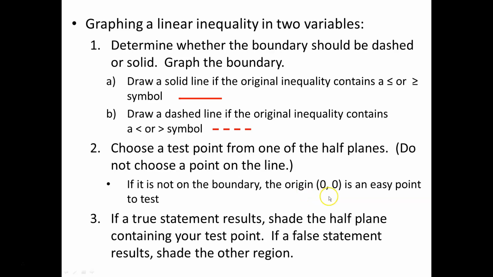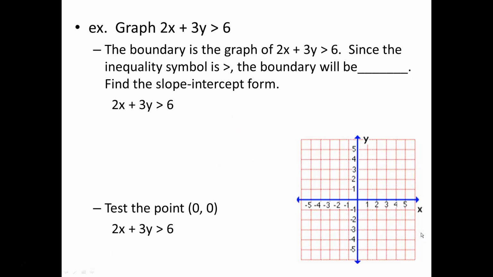If you get a true statement when you put that point in for the x and y, then you want to shade where that point is. If it's false, that means that entire half plane is false, and you want to shade the other side of the line. Let's do some examples.